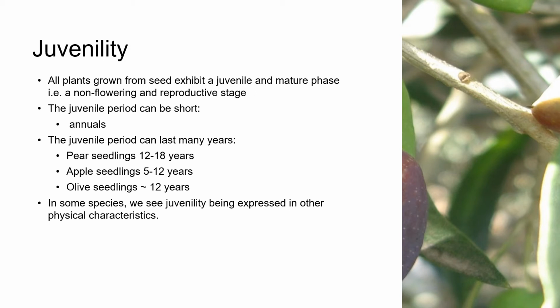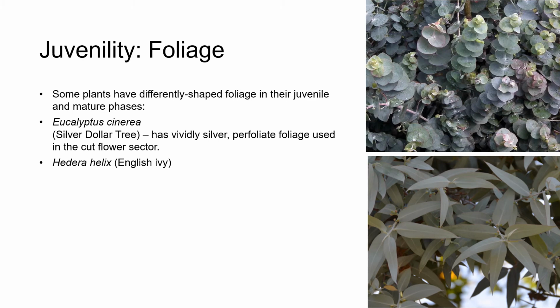To digress a little bit, in some species we also see juvenility being expressed in other physical characteristics, such as the foliage. A good example of that is the plant that's shown in the photos here, the silver dollar tree, or Eucalyptus cinerea. And horticulturalists and florists have taken advantage of this differently shaped foliage in the juvenile period of this tree. And you've probably seen stems of this plant in the florist or in the floral section at the supermarket, or if you live down south of Watsonville or near Aromas, then you may well have seen fields of silver dollar tree.